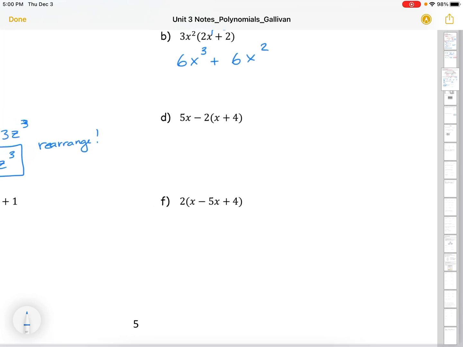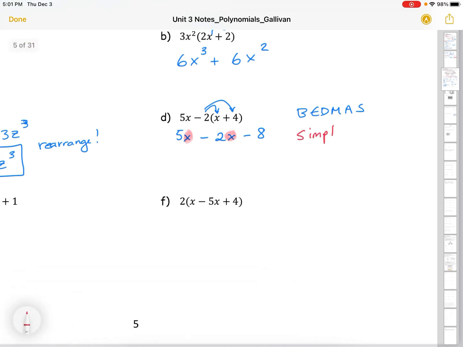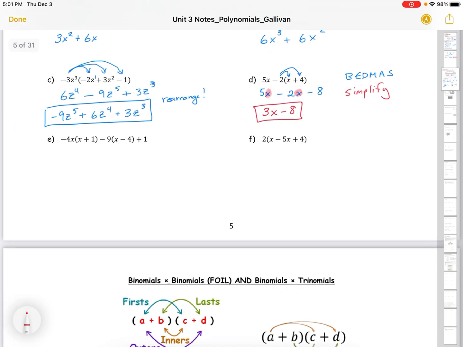Sometimes when we expand, we might get to simplify, right? But here we've got a subtraction, and then we've got a bracket. We want to make sure we use BEDMAS, so we're going to multiply first, right? So this will be 5x minus 2x minus 8. Now, look here, we have some like terms. So we're going to simplify by combining those like terms. So 5x minus 2x is going to be 3x minus 8. We always want to get it to the simplest form, okay? All righty.